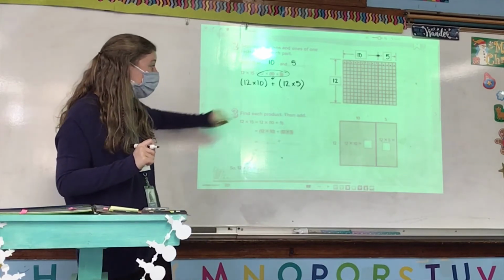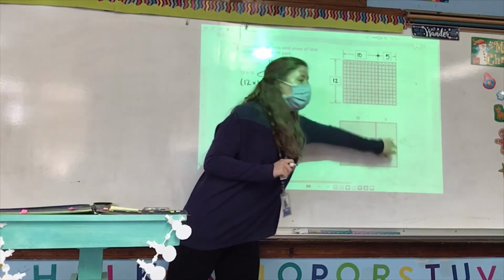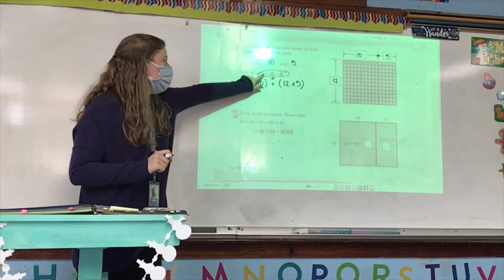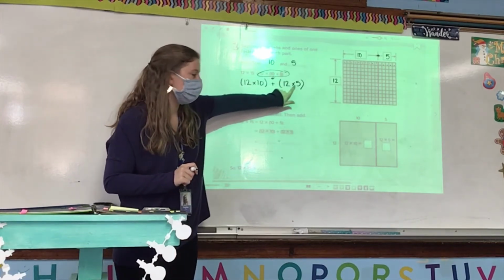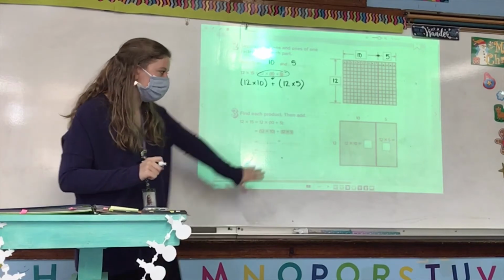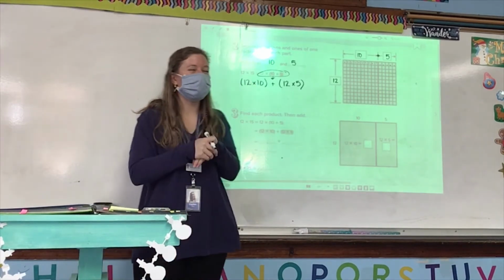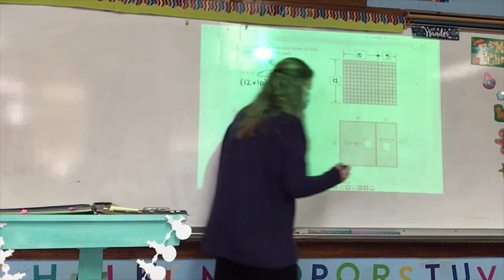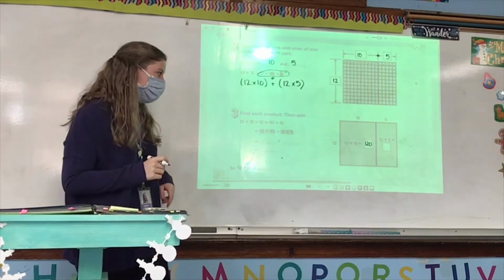So step 3 is we have to find the product of each part. We have the 10s and we have the 1s. So we know 12 times 10 plus 5 is the same thing as 12 times 10 plus 12 times 5. So now we just need to solve. 12 times 10 is what, class? 120. Thank you, Zari.